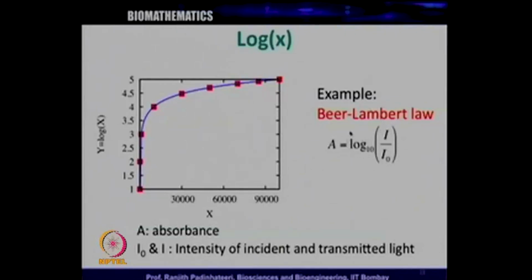You all might have learned that absorbance, that is, how much light a given liquid can absorb, is logarithmically related to the ratio of the intensities of transmitted and incident light. So, here is an example of a natural phenomenon, absorbance, which behaves like a mathematical function. This is interesting, isn't it? A natural phenomenon like absorbance behaves like a mathematical function.